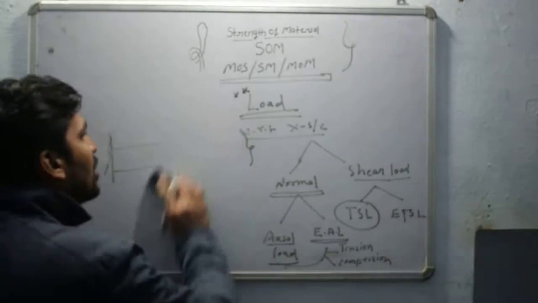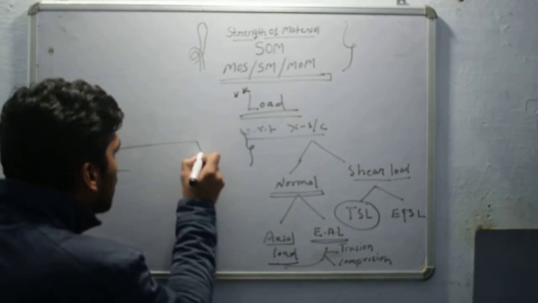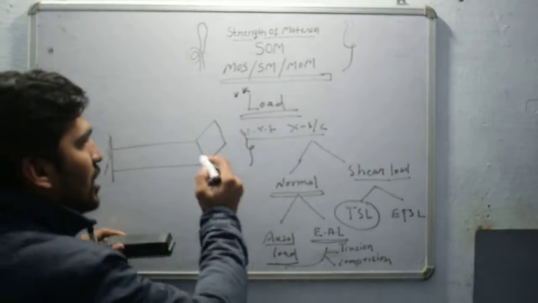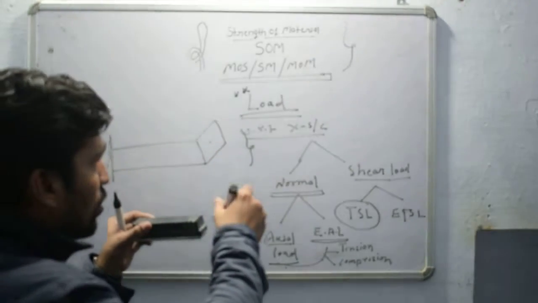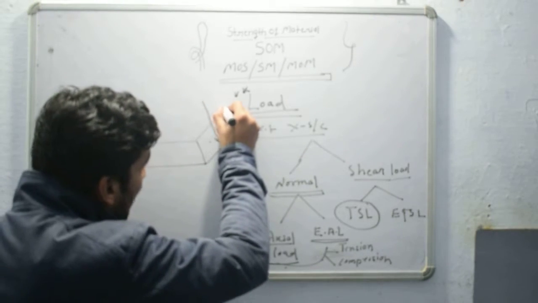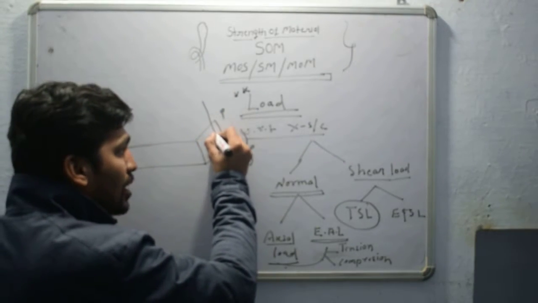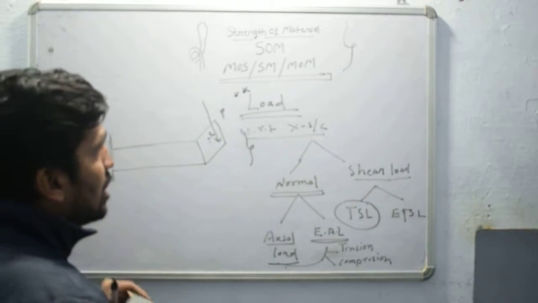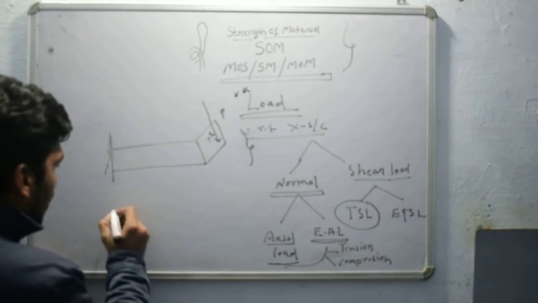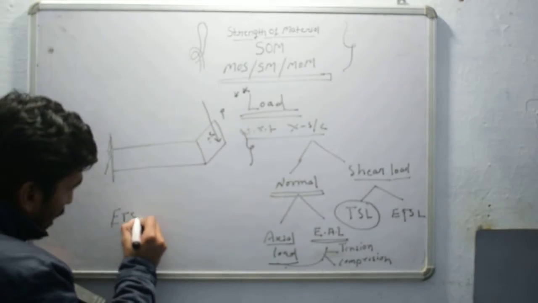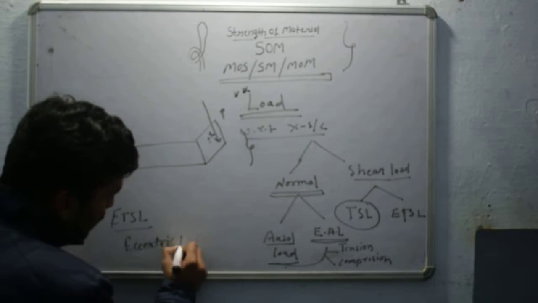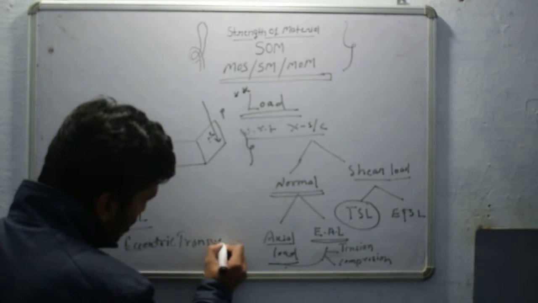Okay. In the same manner, if you apply a load which is parallel to the cross section, this is the centroid of the cross section, but having an eccentricity e, means this line of action of this force is not passing through the centroid of the cross section. This type of loading comes under the category of the ETSL, eccentric transverse shear load.